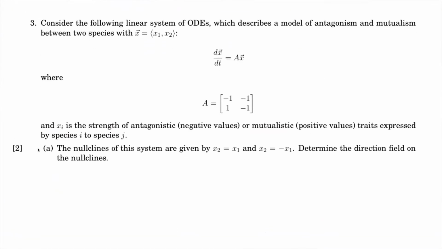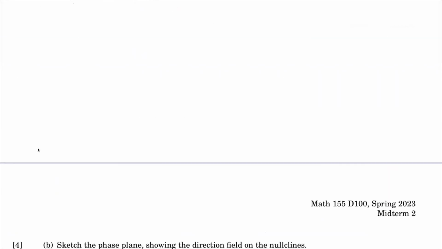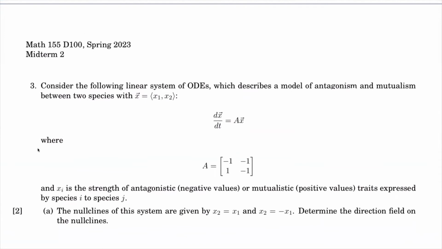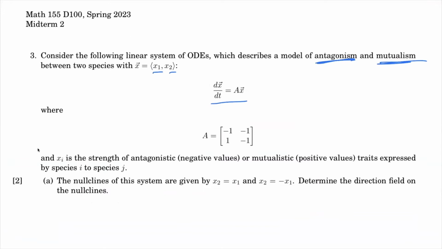Okay, the final question on this version of the midterm was looking at a linear system of ODEs, which is very similar to the systems that we looked at in class, and also looked at on the problem sheets. So this is a model of antagonism and mutualism, where species are being harmful and beneficial to each other. We've got two species called x1 and x2. We have this linear system given in matrix form here, and we have a matrix describing those interactions.